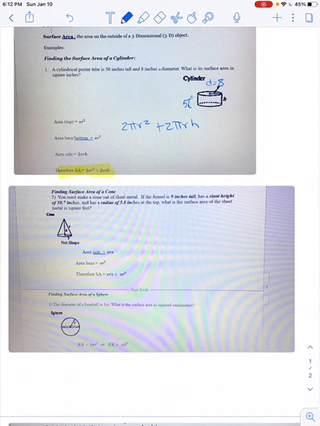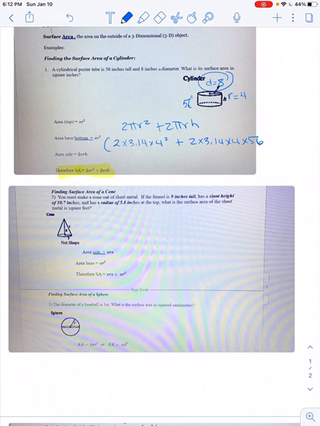So in this case, we need the radius. They gave us the diameter. To find the radius, we divide it by 2. So our radius would be 4. 2 times 3.14 times 4 to the power of 2 plus 2 times 3.14 times 4 times 56.